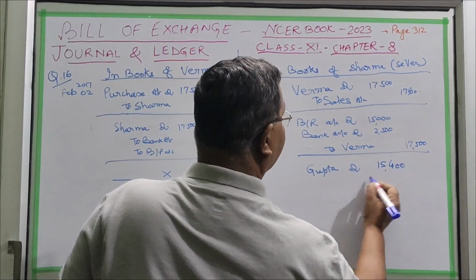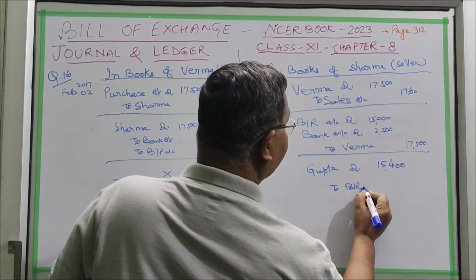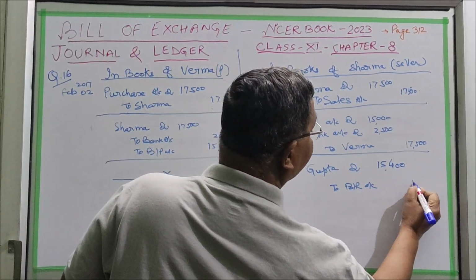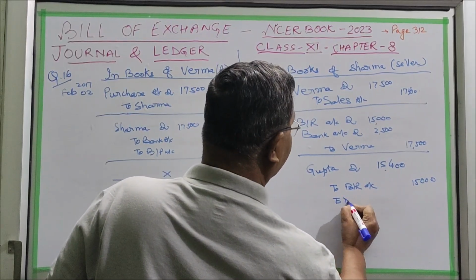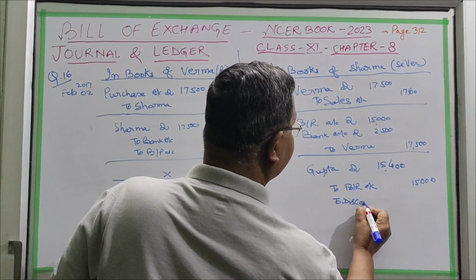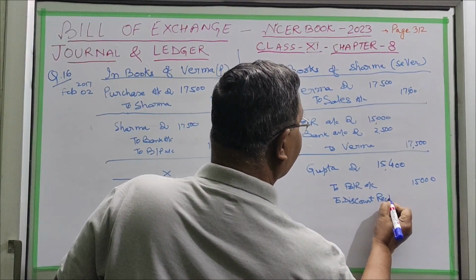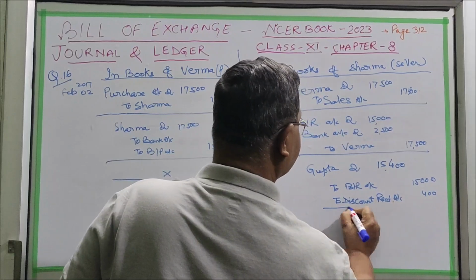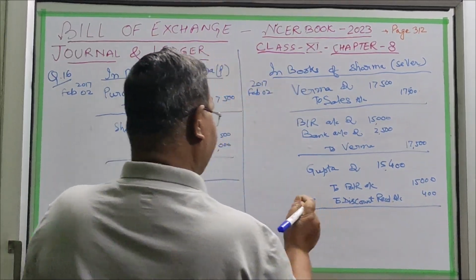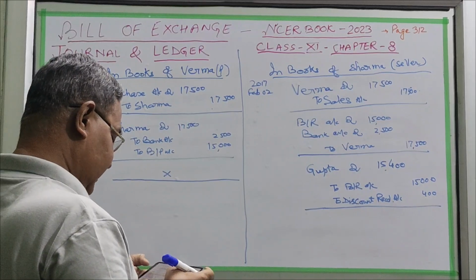15,400 Gupta debit. To BR he will get to BR account. BR is endorsed to him 15,000 and this 400 is to discount received account. You have received a discount from them. To discount received account, and 400 is the discount you have received. So here we will write the narration: bill is endorsed to him for full settlement.